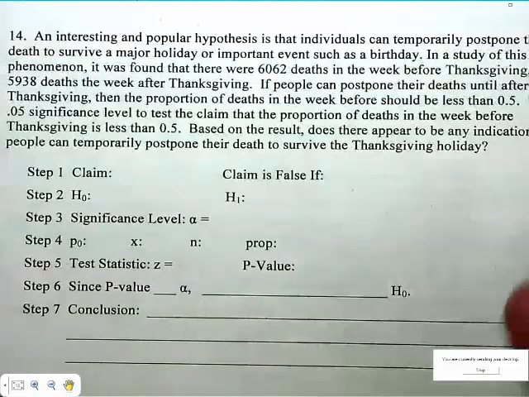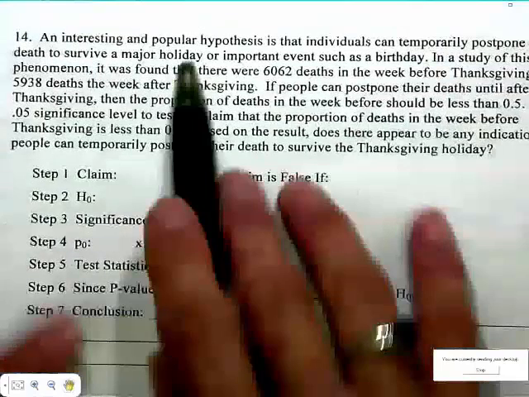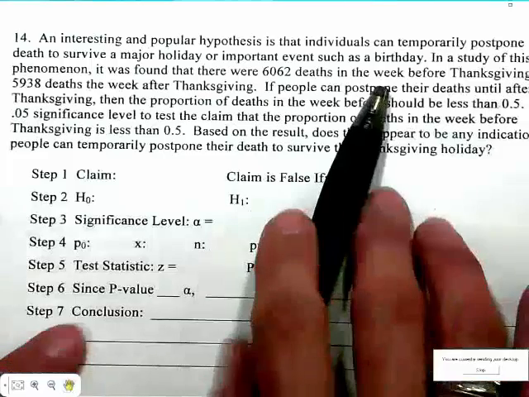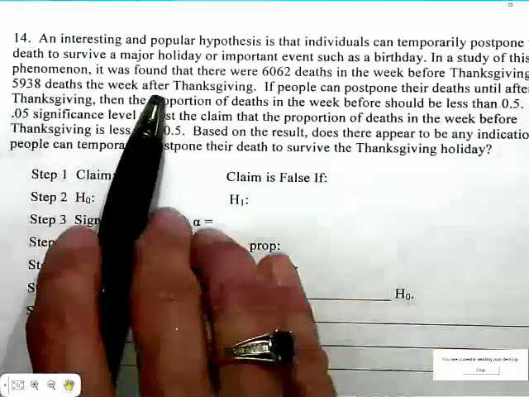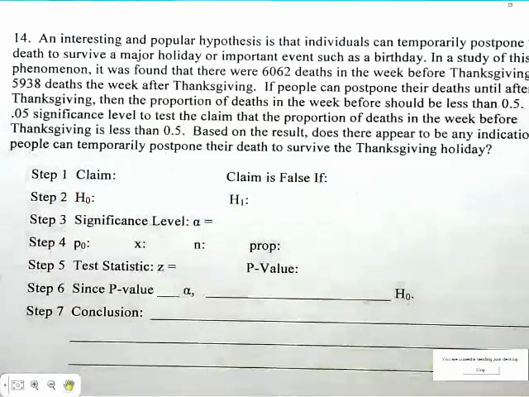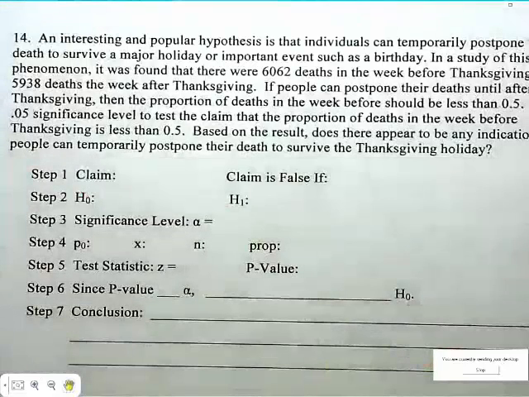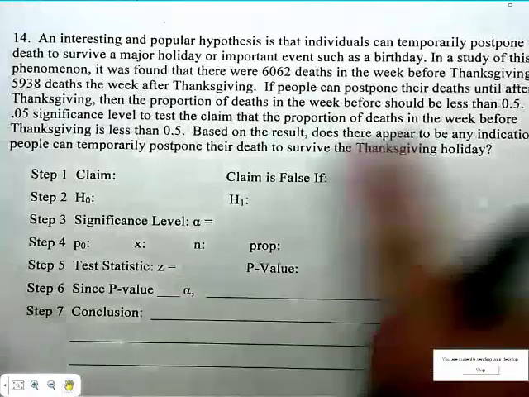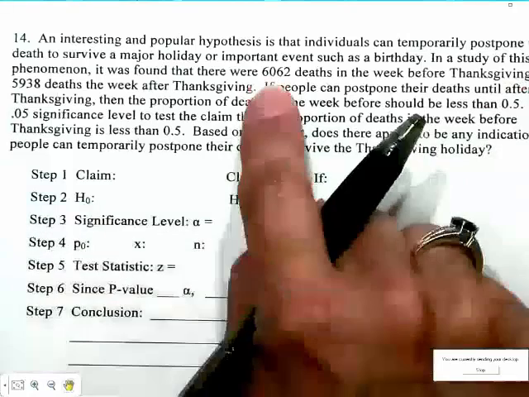In a study of this phenomenon, it was found that there were 6,062 deaths in the week before Thanksgiving and 5,398 deaths the week after Thanksgiving. Now, if people really had no control over whether they died the week before or the week after Thanksgiving, there'd be about the same number before as there was after. So far, so good? In this study, there were 6,000 deaths before and, well, close to 6,000 after.